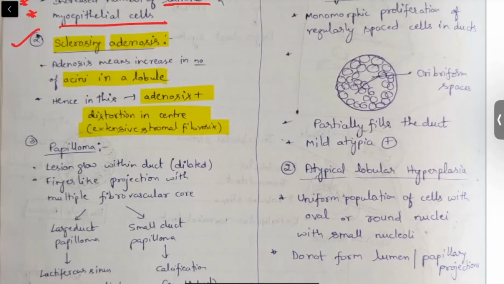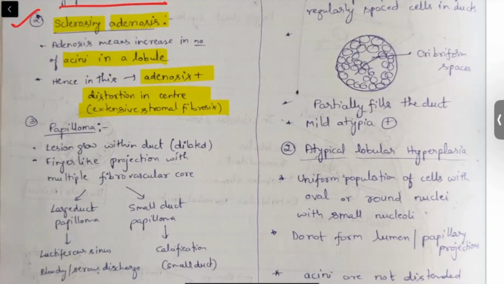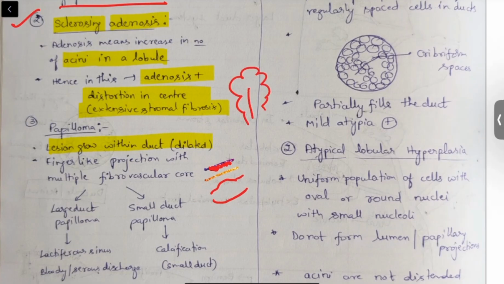Papilloma: these are growths within the duct which will dilate the duct. If this is a duct, there is a papilla-like growth here, and because of this the duct will dilate like this. These are growths which dilate the duct and they are finger-like projections with multiple fibrovascular cores. If this is a papilloma, there will be a blood vessel through this, and this is called the vessel.